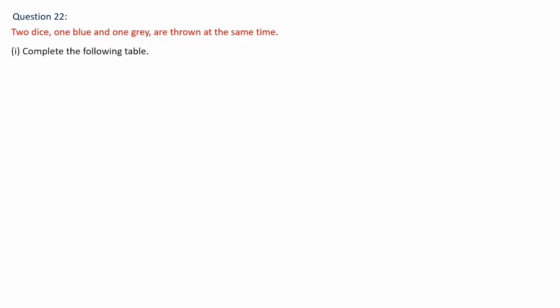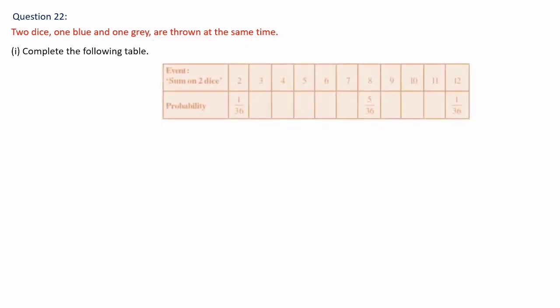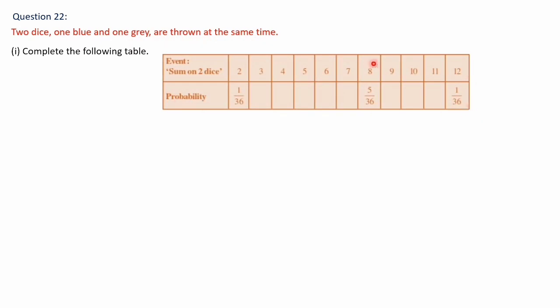Next we shall discuss question number 22. 2 dice, 1 blue and 1 grey, are thrown at the same time. Complete the following table. 2 dice means each die has 6 faces, numbered 1 to 6. So 1 blue and 1 grey dice are thrown at the same time. Here there is a table which is given to you, sum on 2 dice. Each die will get one number from 1 to 6, and after that you are adding those two numbers.